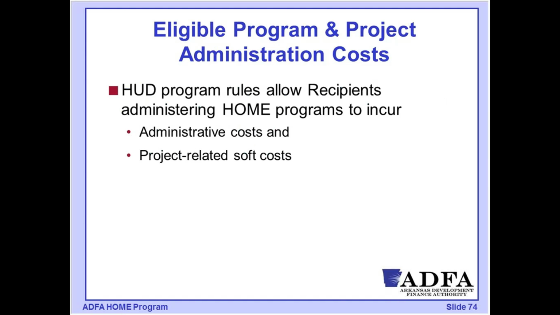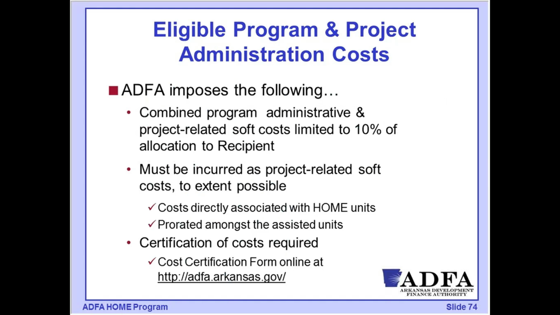But the other way to be able to cover those expenses is they can be charged off when eligible as a project-related soft cost. ADFA has put some additional restrictions in place to make sure that this is going to be done correctly. So ADFA is going to be looking at the combination of the program administration funds and the project-related soft costs and making sure that they fit within that 10% of the allocation that's being provided to the recipient.